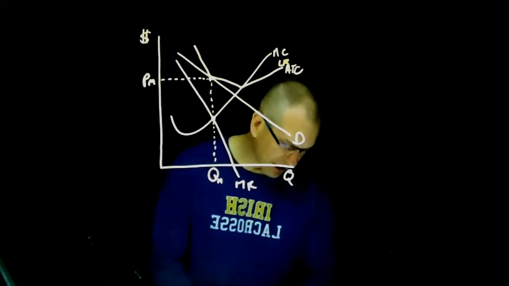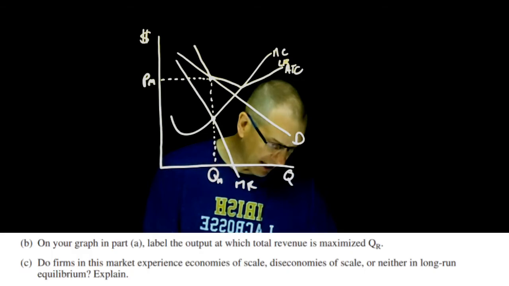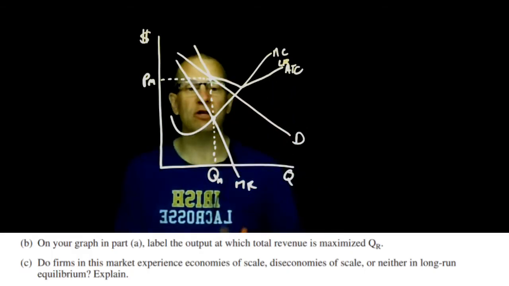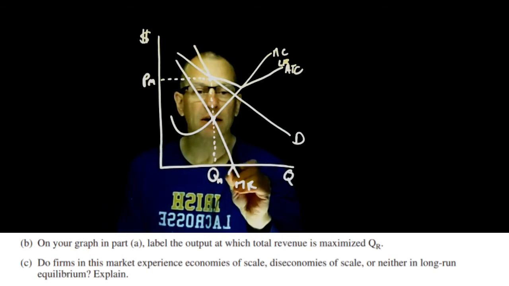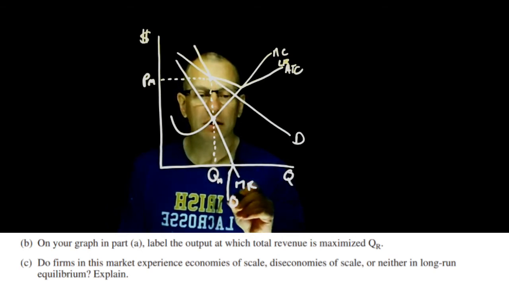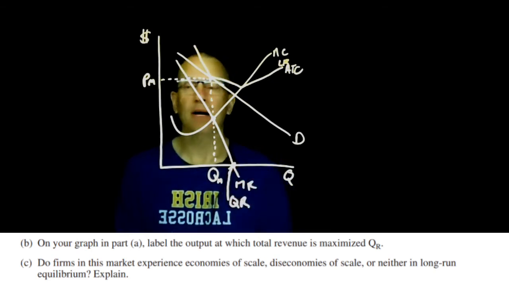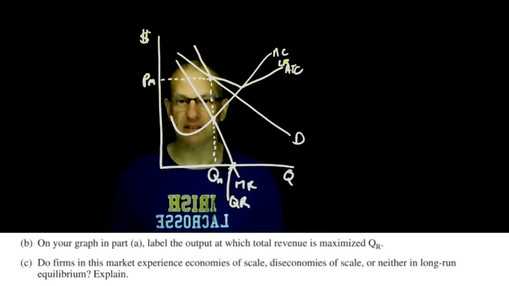B asks us, on your graph in part A, label the output at which total revenue is maximized, QR. That's this right here. Boom. QR. Okay, right there at that point where marginal revenue is 0.